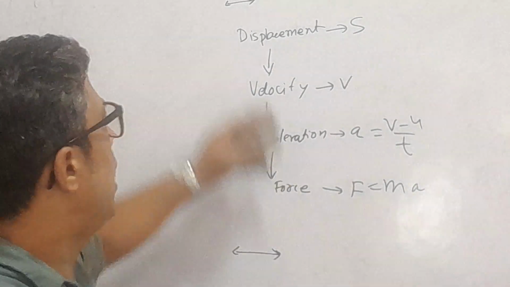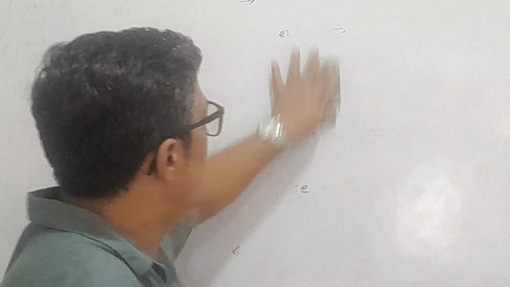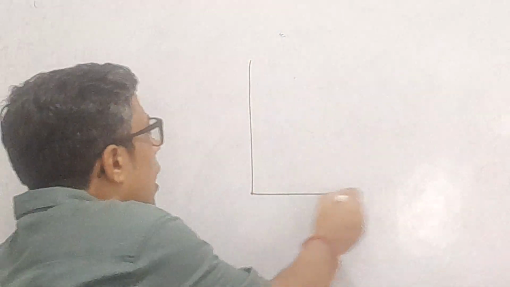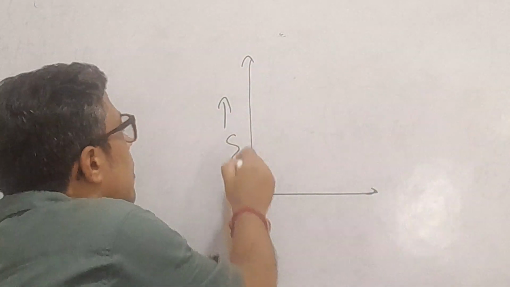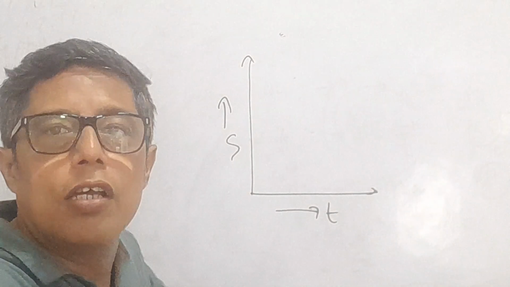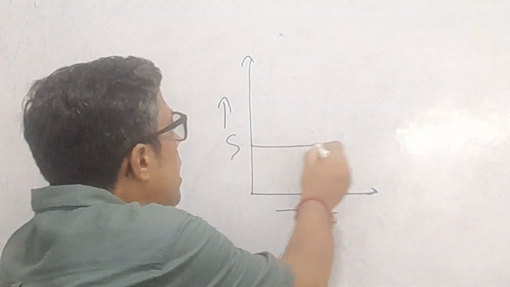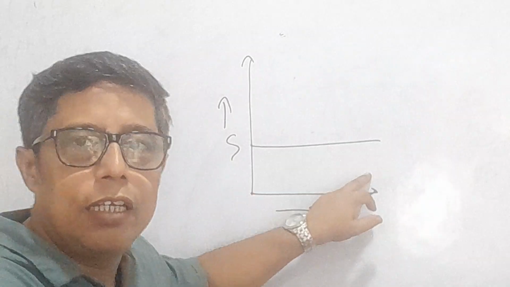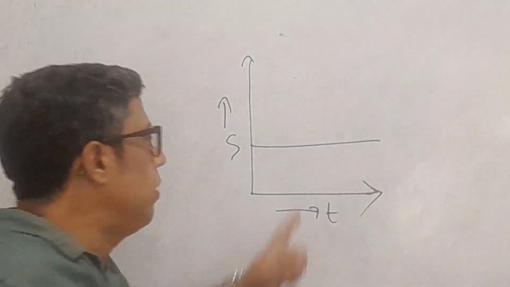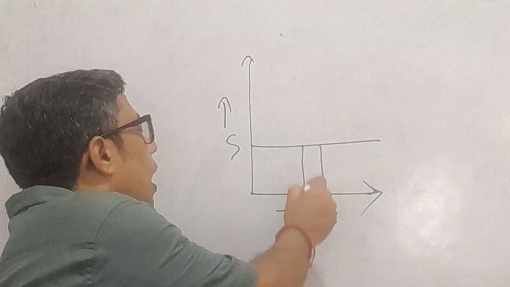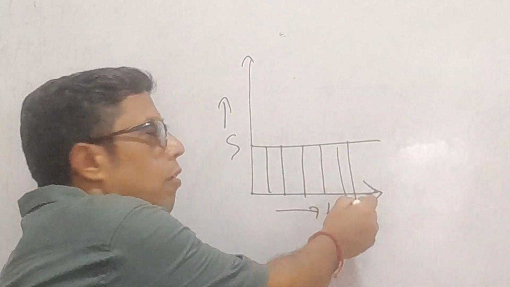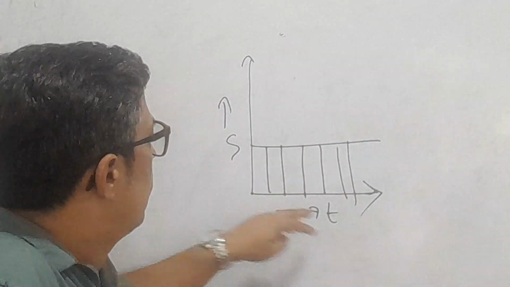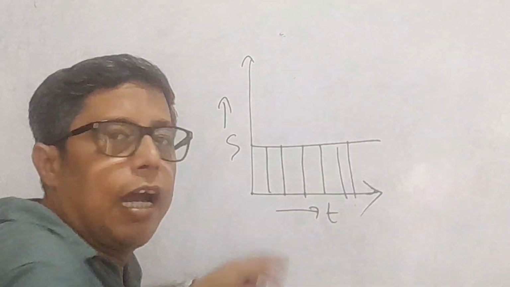Now next are the graphical relations between displacement and time, and velocity and time. For the displacement-time graph, you take s on the y-axis and time t on the x-axis. If this ST graph is a straight line parallel to the time axis, that means the object is at rest. S is not changing with respect to time, so the distance does not change for different times. So this is an object at rest.